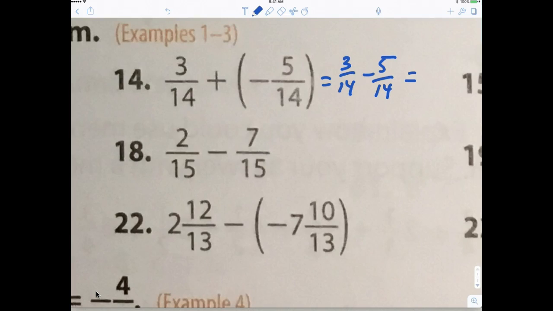Ooh, close. You're not wrong. When I say close, it means you're off by a positive or a negative. What is it? What's 3 minus 5? You have $3. You owe me 5. There you go. Think in terms of money. So now, negative 2/14. Now, to what?